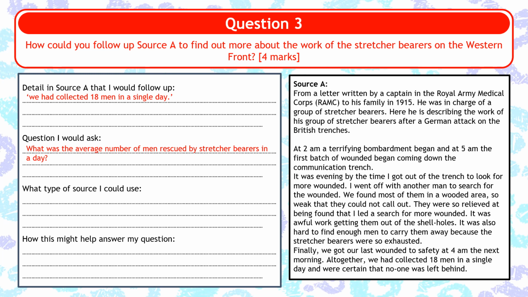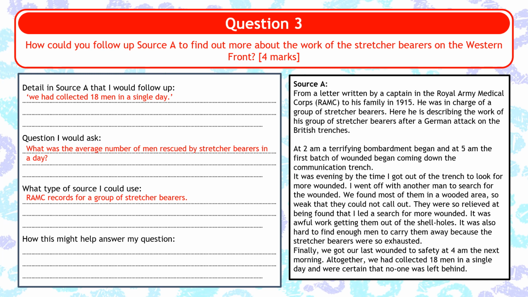What type of source could I use to answer this question if I want to find out more about how many men they would collect? Well, I might like to use the RAMC records. So remember, the Royal Army Medical Corps, the RAMC, is going to keep extensive written records of the people that they are employing, of the people that they are collecting from the trenches, of the people that they are treating. So I'm going to use those records to look at a group of stretcher bearers and see how many patients, how many victims, did they collect in their work.